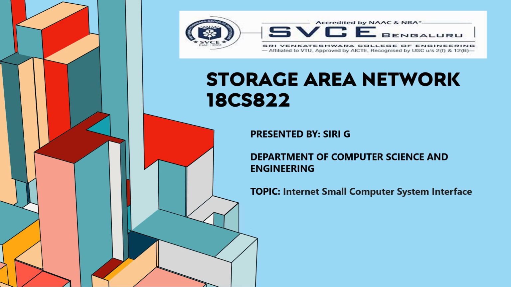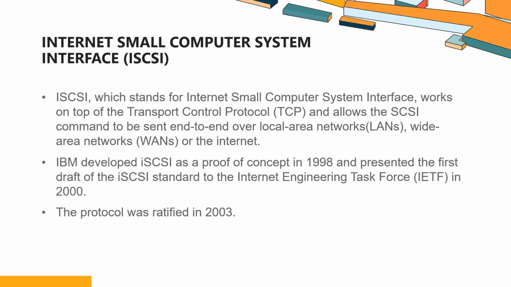I'm here to discuss the topic Internet Small Computer System Interface. Internet Small Computer System Interface is a transport layer protocol that describes how Small Computer System Interface packets should be transported over a TCP/IP network. iSCSI, which stands for Internet Small Computer System Interface, works on top of the Transmission Control Protocol and allows SCSI commands to be sent end-to-end over a local area network, wide area network, or the internet.